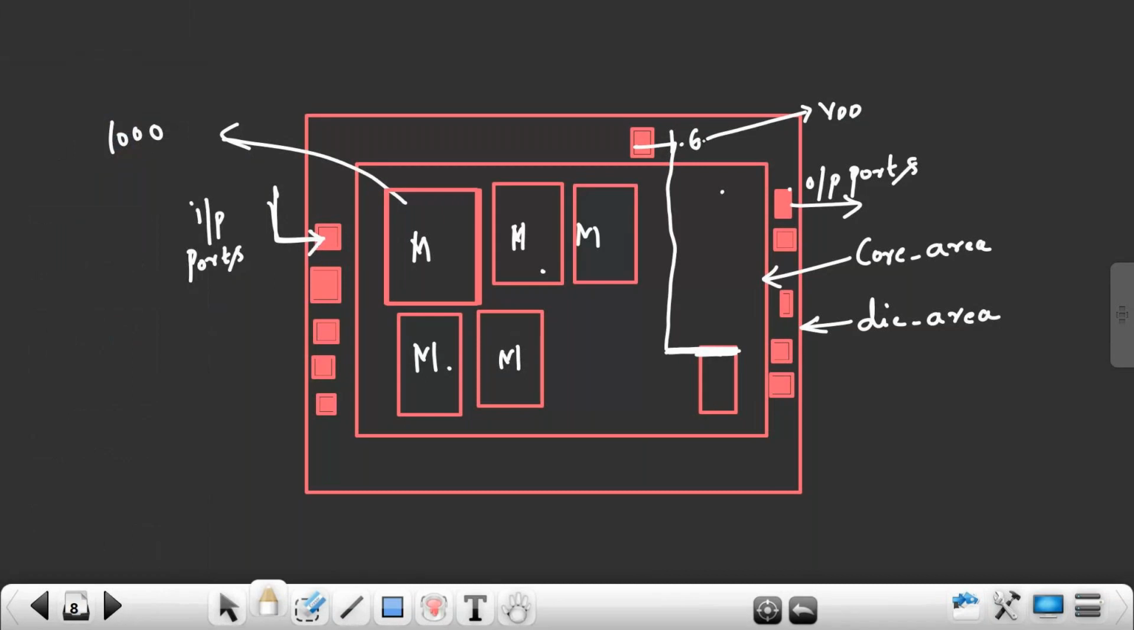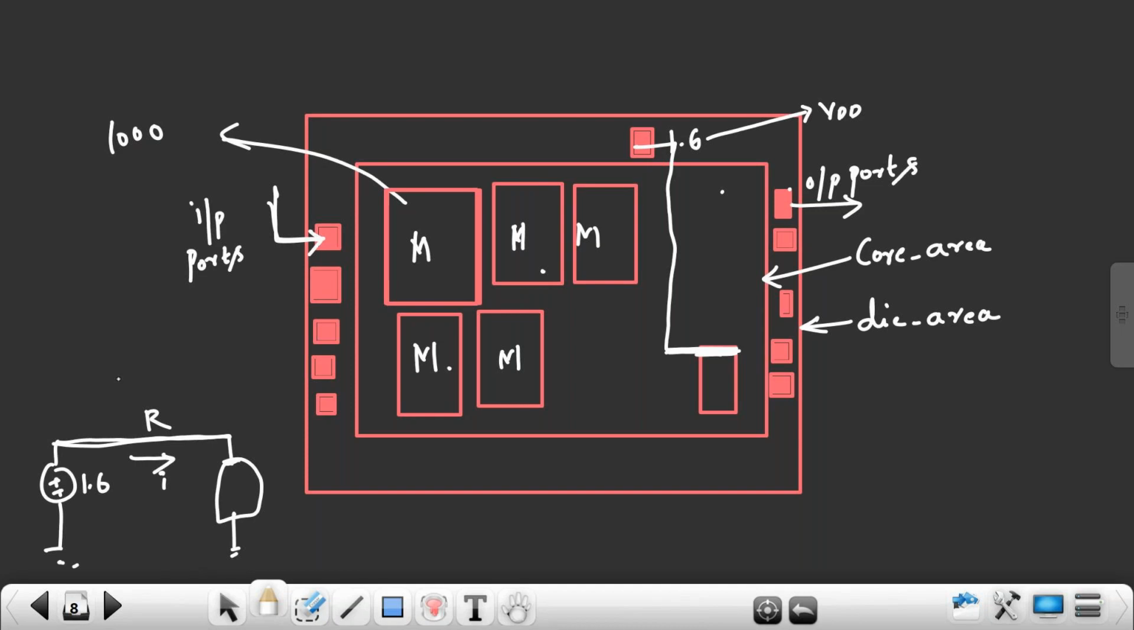So here I am getting a voltage of 1.6. This is your port, and it is going through a metal layer to your cell. Now this metal has some resistance. Every metal layer has resistance, right? And current is flowing through the metal layer.